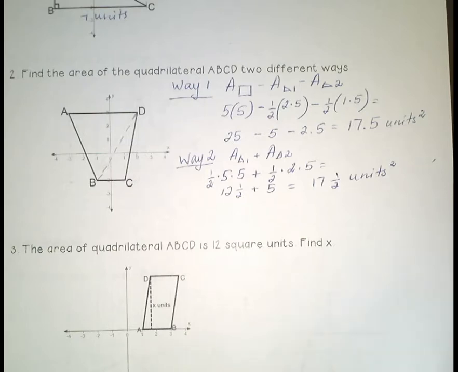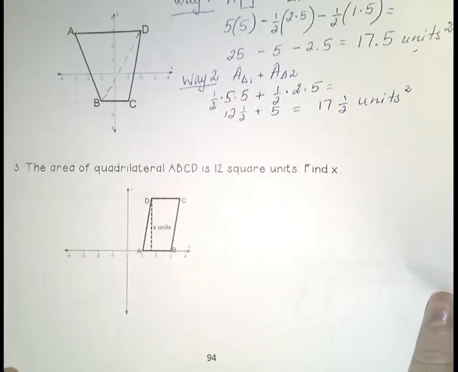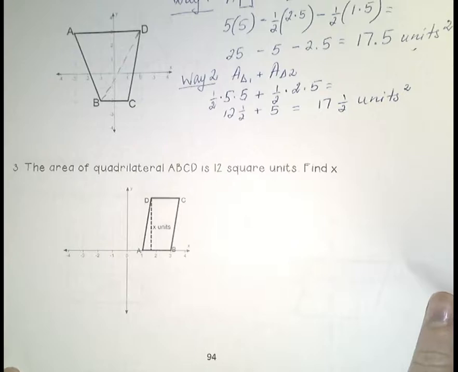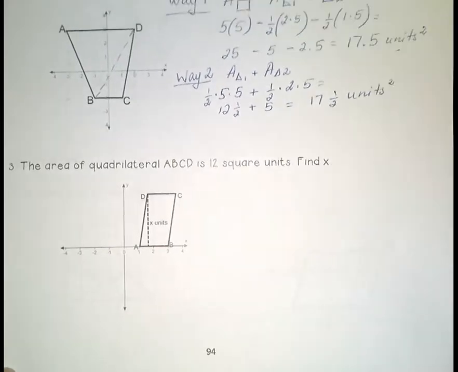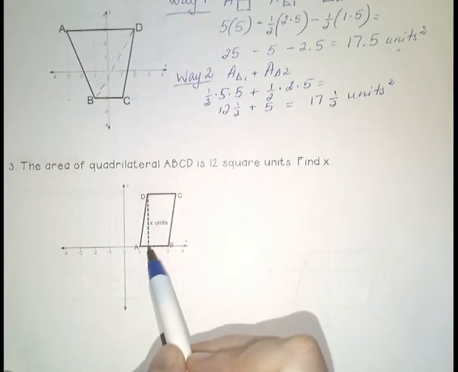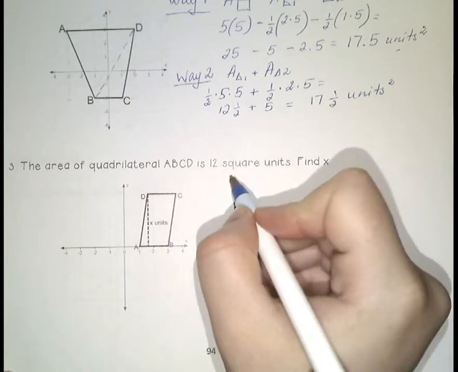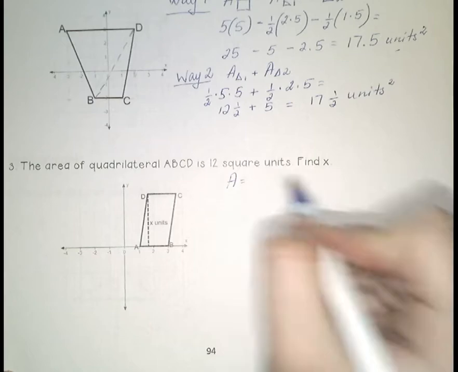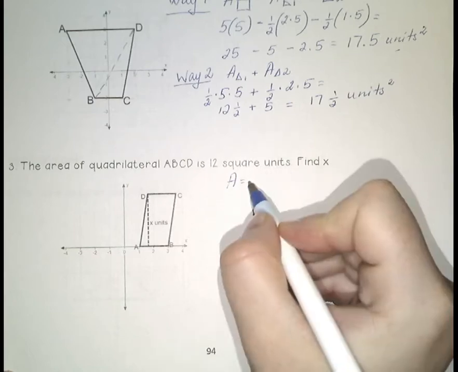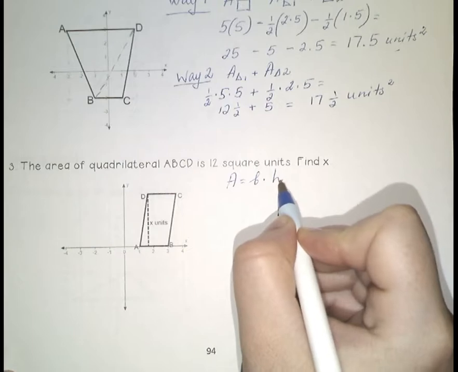Okay. Number 3, the area of the quadrilateral ABCD is 12 square units. Find x. So x is the height of this parallelogram, of this quadrilateral. We have the area, which is 12 square units. To find the area of the parallelogram, we already know that we need to multiply base by height. I need to find the height.